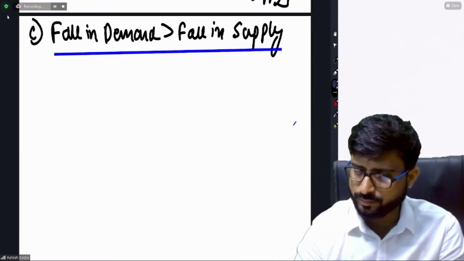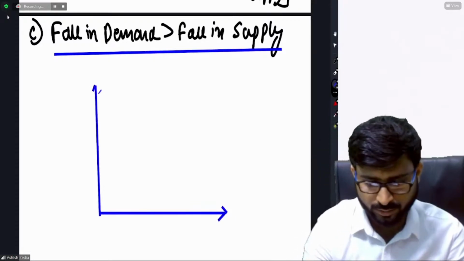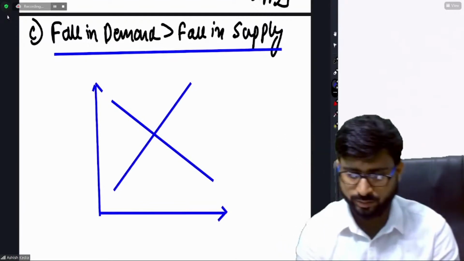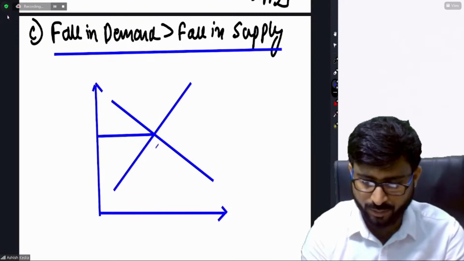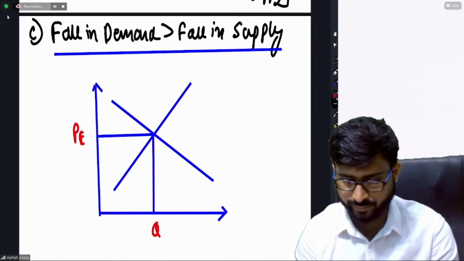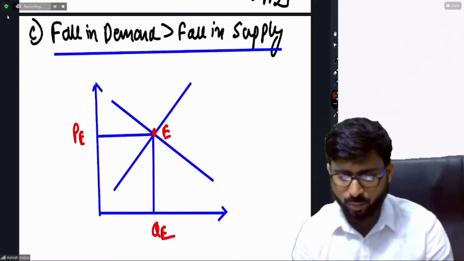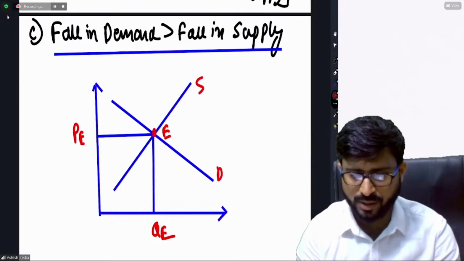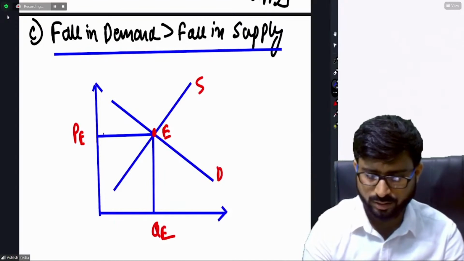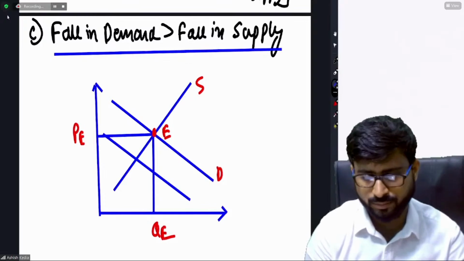So see, as usual, the original diagram: demand, supply, equilibrium price, equilibrium quantity. This is the equilibrium point. Now, friends, what happens is this is supply, this is demand. Fall in demand is greater, so more leftward, supply also falls but less.